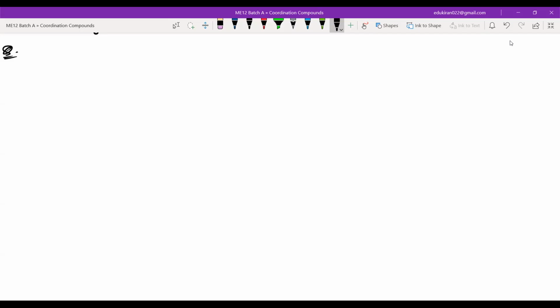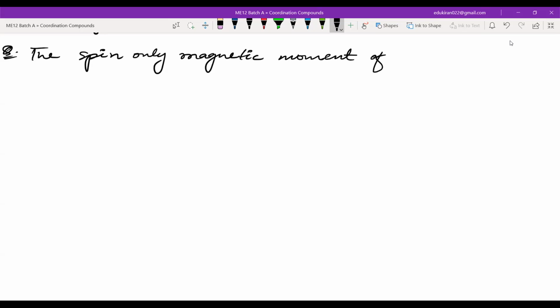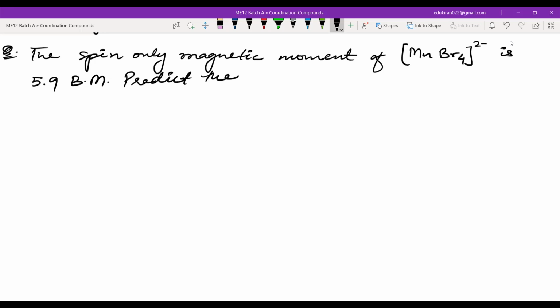Please write with me. The spin only magnetic moment of MnBr4 2 negative is 5.9 Bohr magneton. Predict the geometry of the complex.